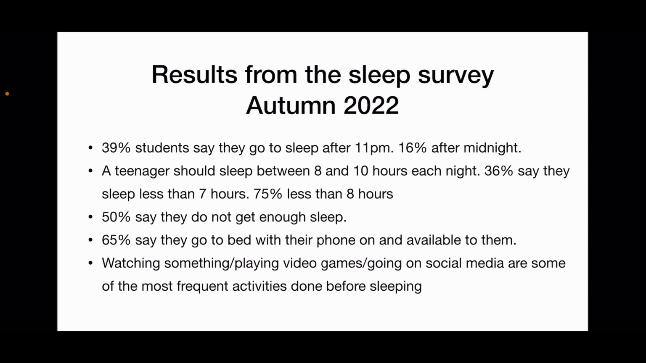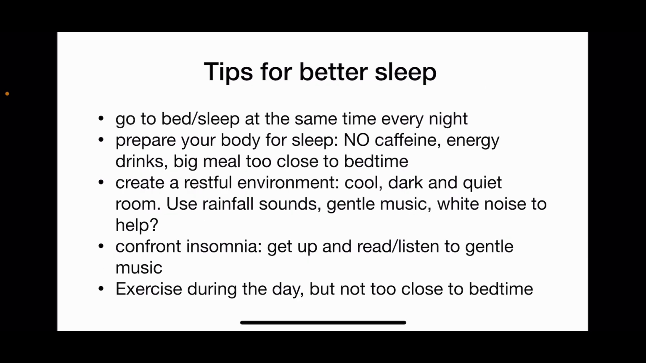So here are a few reminders of how to get a good night's sleep. Go to sleep at the same time every night. Prepare your body for sleep. No caffeine, no sweets, no energy drinks, not a big meal just before going to bed. It is worth noting that lots of vapes contain caffeine, and you can then become addicted to caffeine. So a good idea is to probably stop vaping as well for some of you.